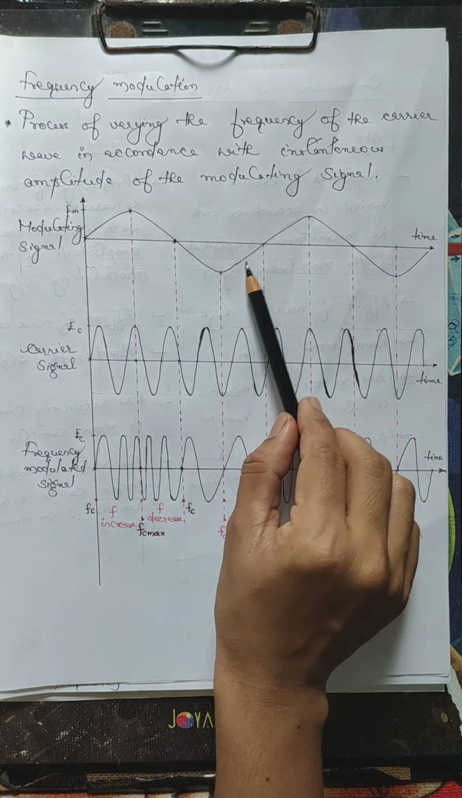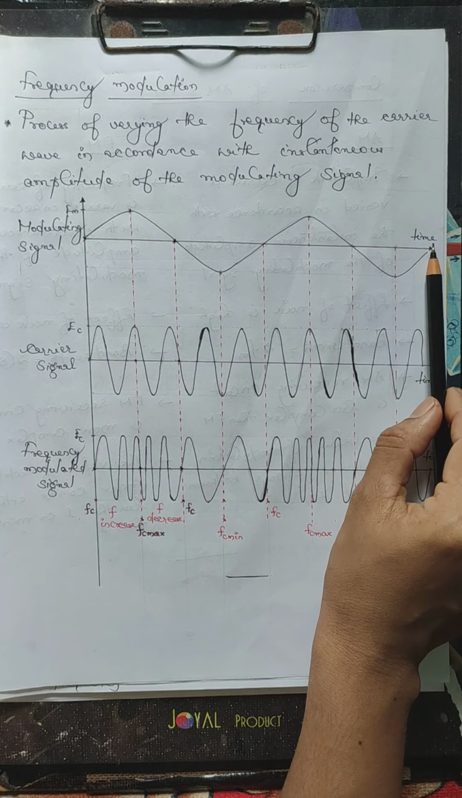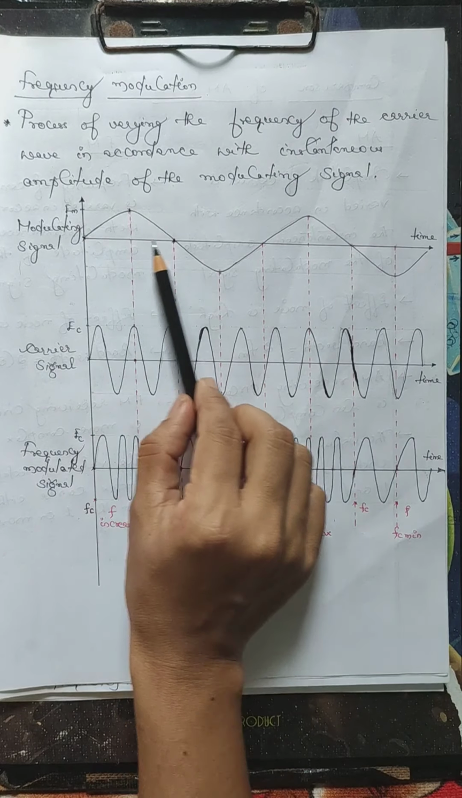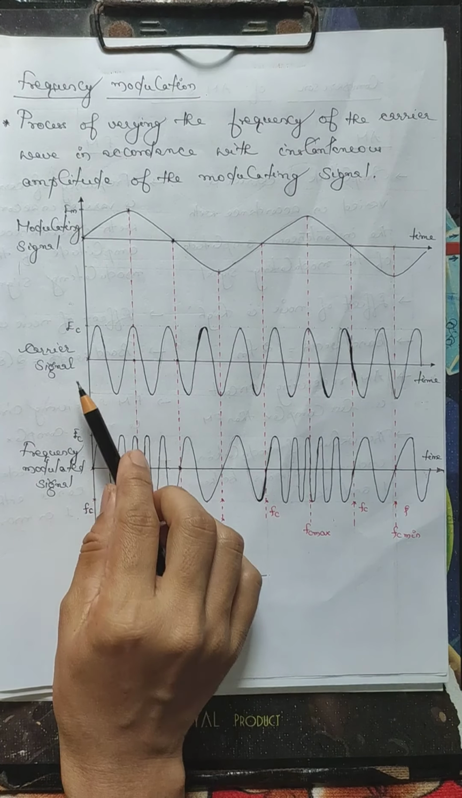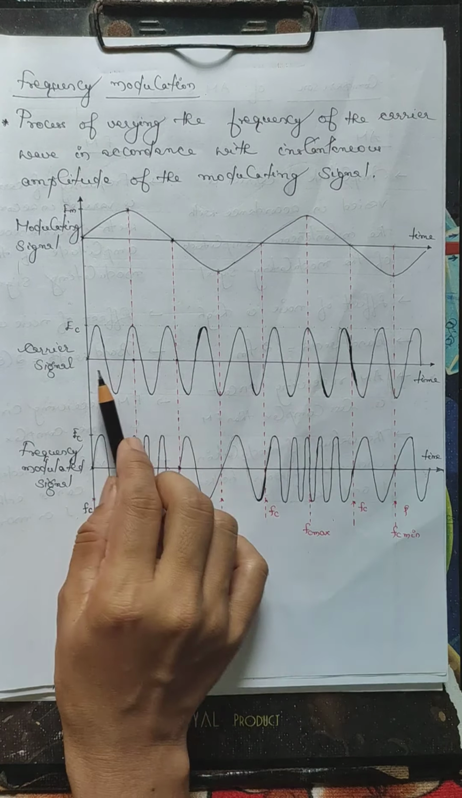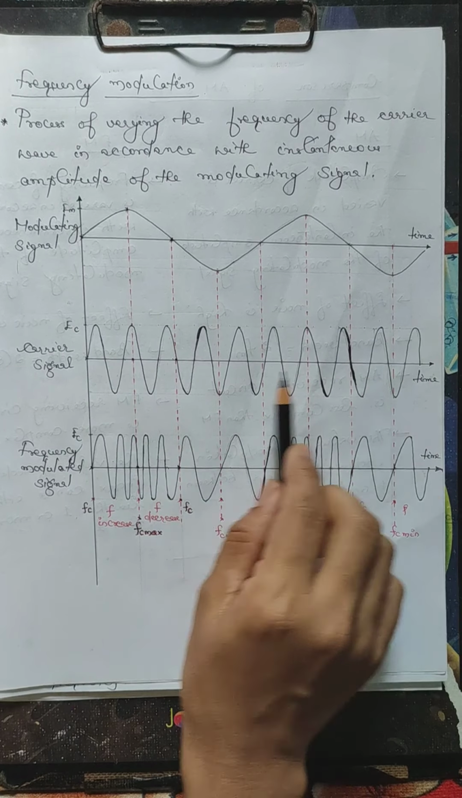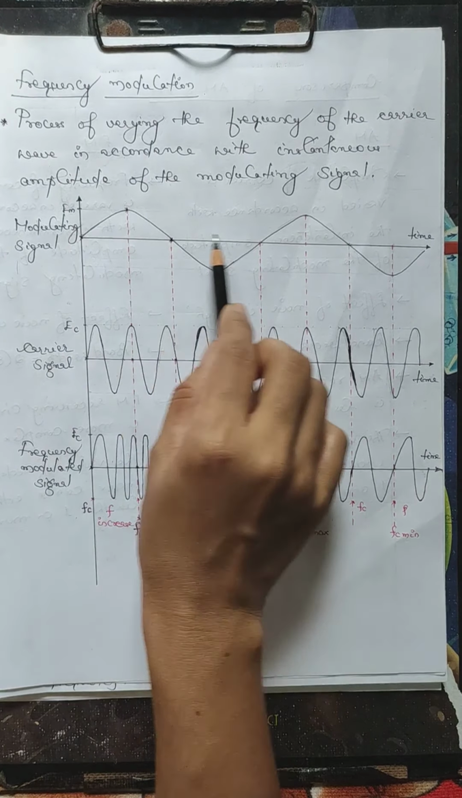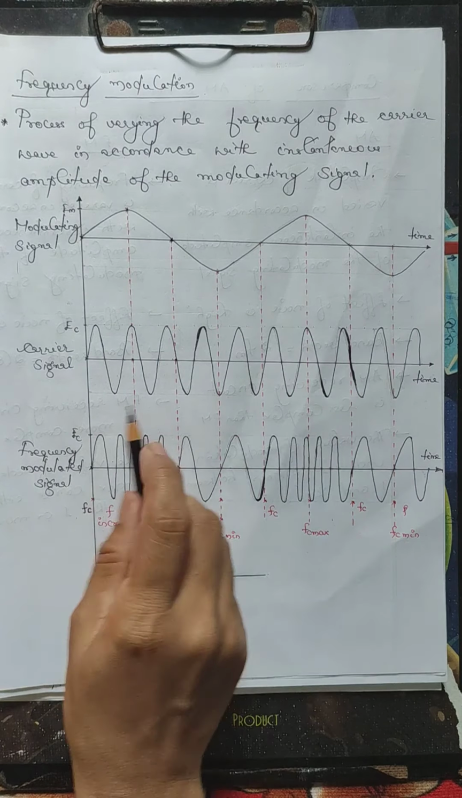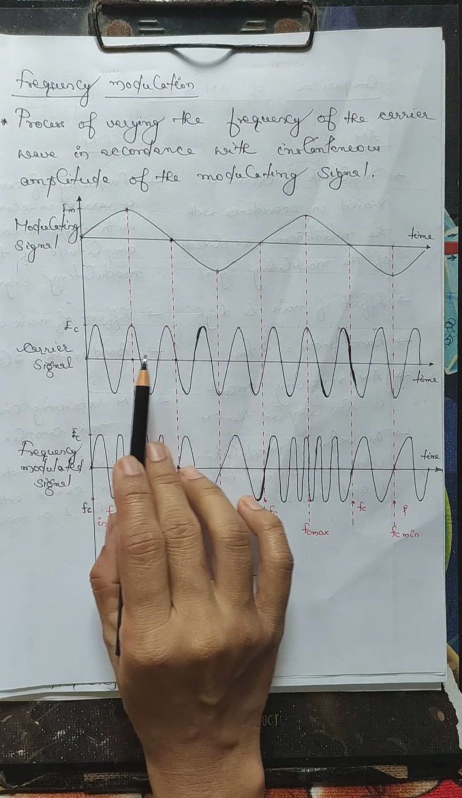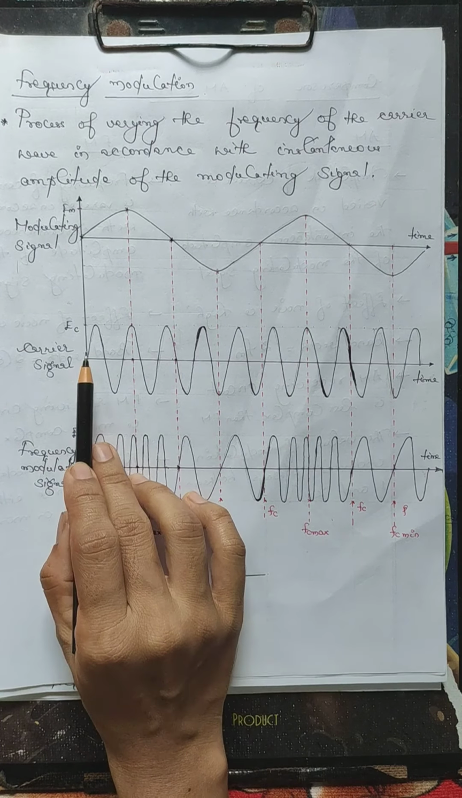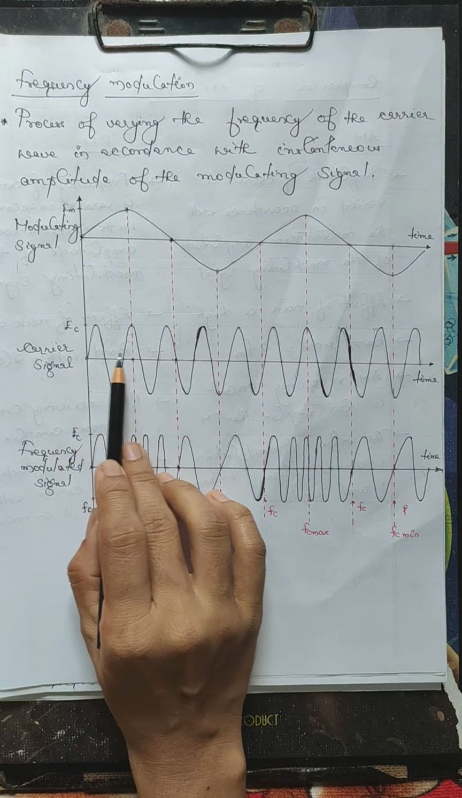So this is our modulating signal, that is our information signal, which is a low frequency signal, and this is our carrier waveform, which is a high frequency signal used for carrying our information signal. So now in frequency modulation, we will vary the frequency of this carrier wave in accordance with the instantaneous amplitude of the modulating signal. So let us see how it happens.